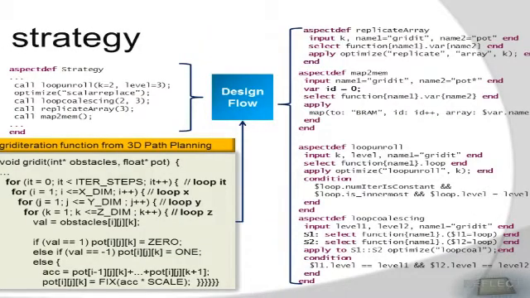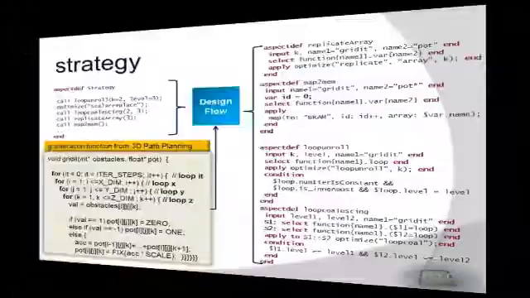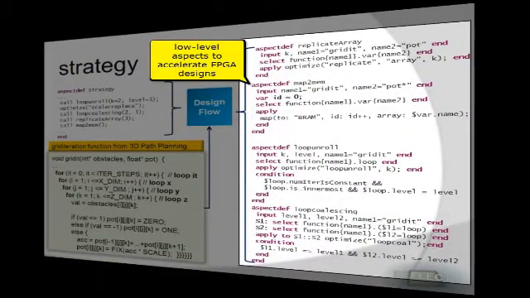So here is what the Lara strategy looks like. On the top left-hand side, we have an aspect definition that invokes low-level aspects. These low-level aspects, shown on the right, perform a sequence of compiler transformations which have been known to accelerate kernels mapped to FPGAs.